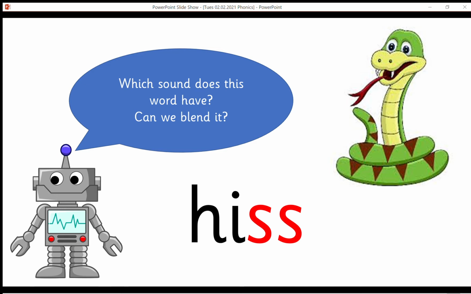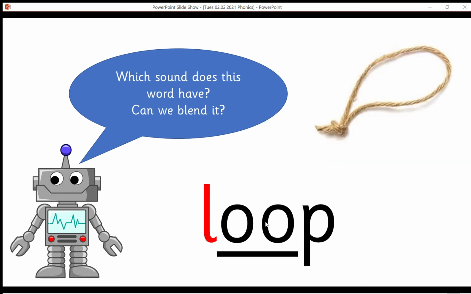My turn. Hiss, hiss, hiss. Which sound does this word have? That's right, it has the ss sound, doesn't it? Okay, next one, your turn. My turn. L, oop, loop. What sound does this one have? That's right, it has the l sound, isn't it? Okay, next one. Your go.